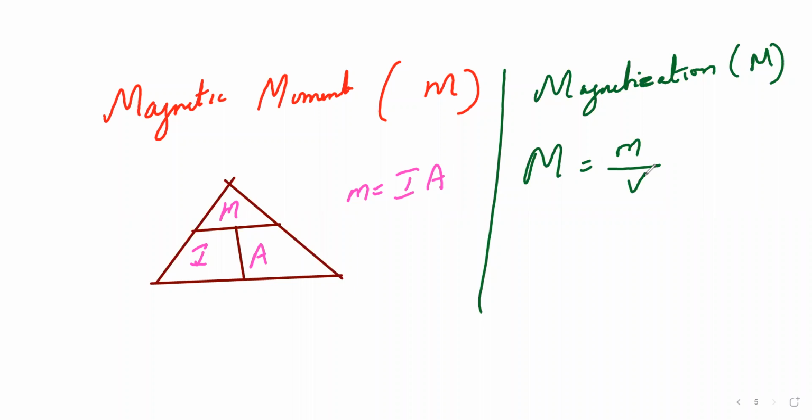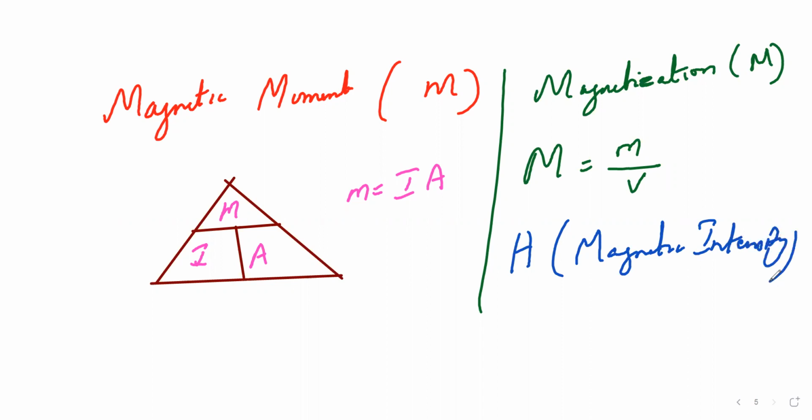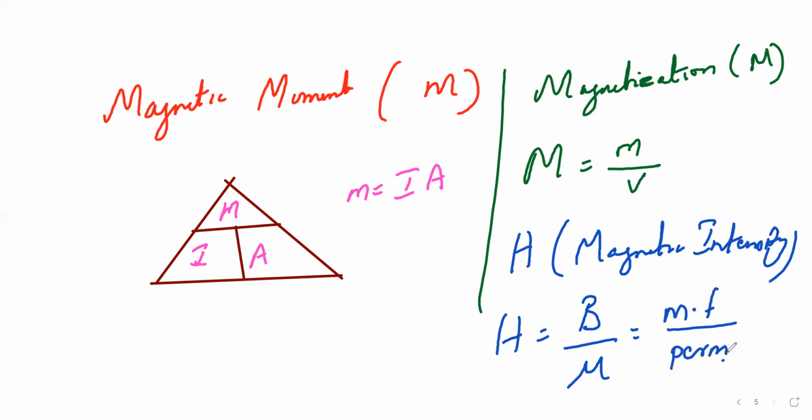Then the last thing in this chapter, that is magnetic intensity, H. H is nothing but my magnetic intensity. So H is equal to B by mu. What is my B? Magnetic field. What is my mu? Permeability of the material.